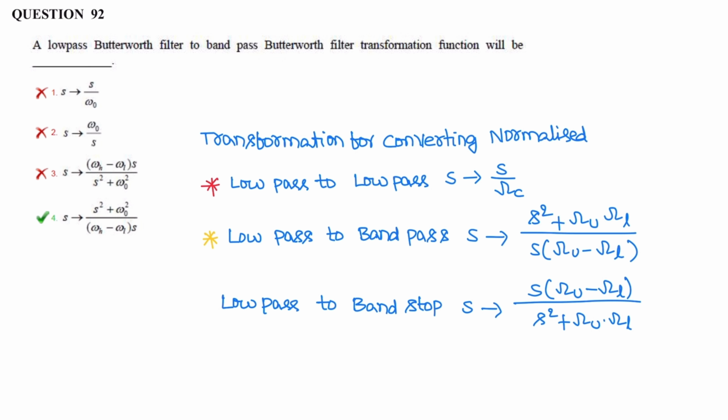Similarly, low pass to band stop is S replaced with S into omega U minus omega L divided by S square plus omega U omega L, upper and lower cutoff frequencies. So the correct answer is option 4. Low pass Butterworth to band pass, correct answer is option 4.